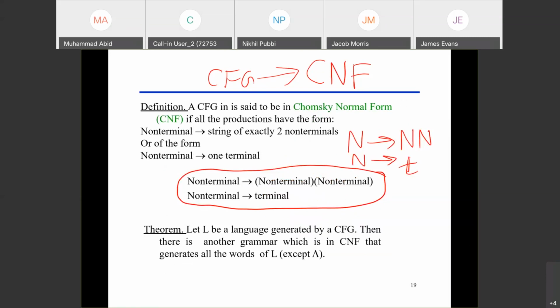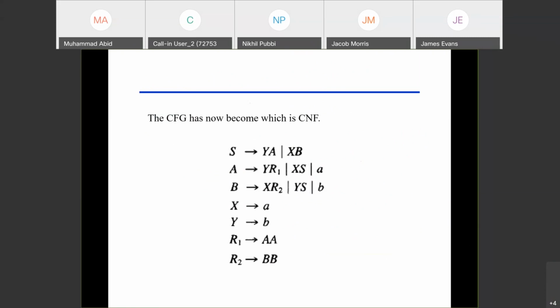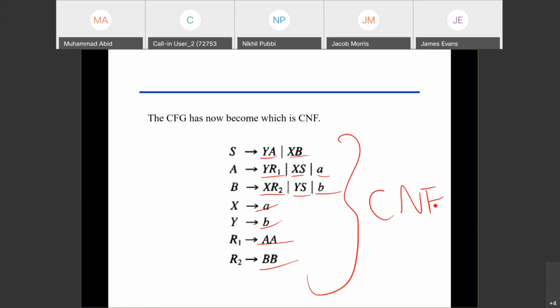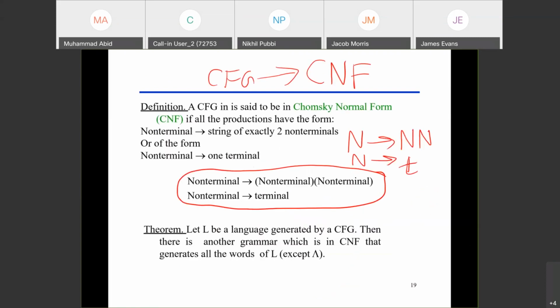Let me show you how it looks, and then we will see how we can get this. It will look something like this. Look at this one: two non-terminals, two non-terminals, exactly one terminal, two non-terminals, one terminal, terminal, terminal, two non-terminals. This is your CNF, Chomsky normal form. How we get this is a separate question.